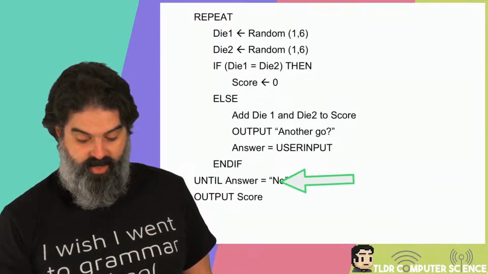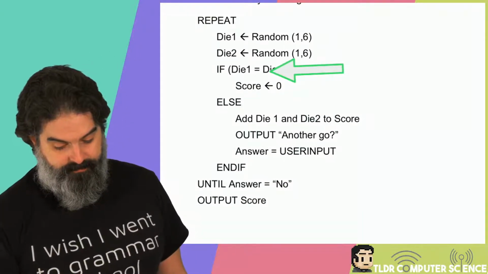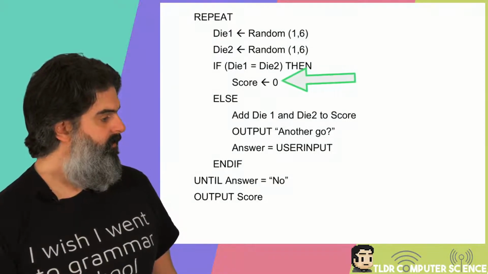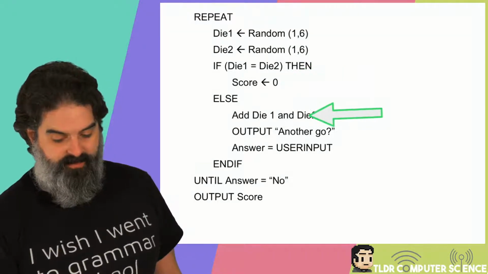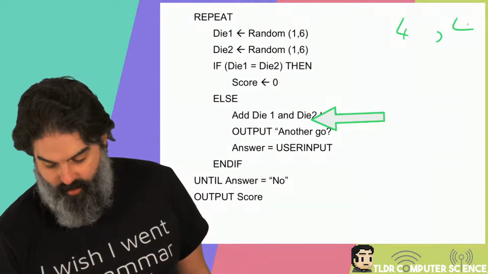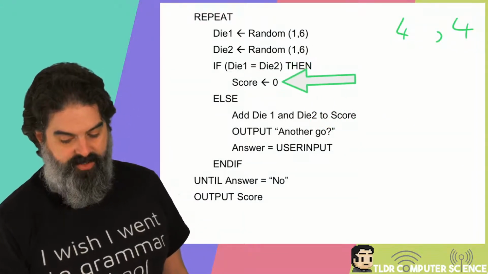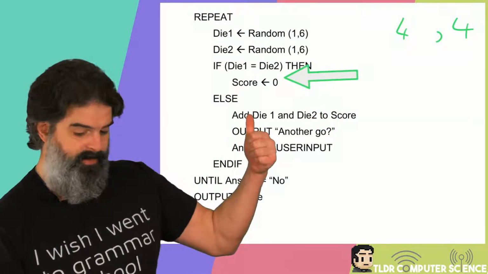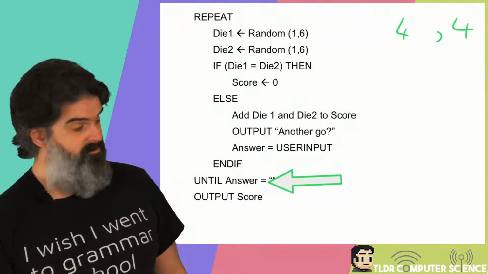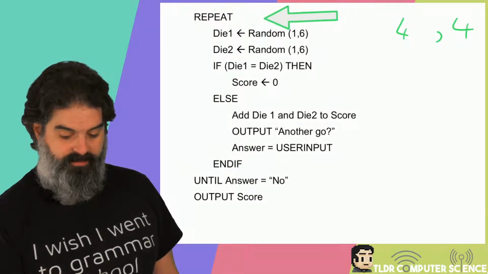Is yes, that's no. But the issue is, if in here the score is 0, so let's say you've got 4 and 4 as your two dice rolls, then they'll be equal to each other. Score set to 0, good. Then you come down to the end if. Is the answer no? No, it isn't. So it would ask you again.